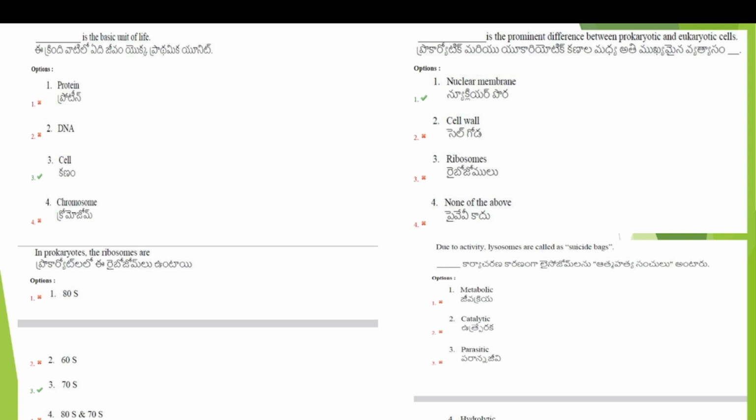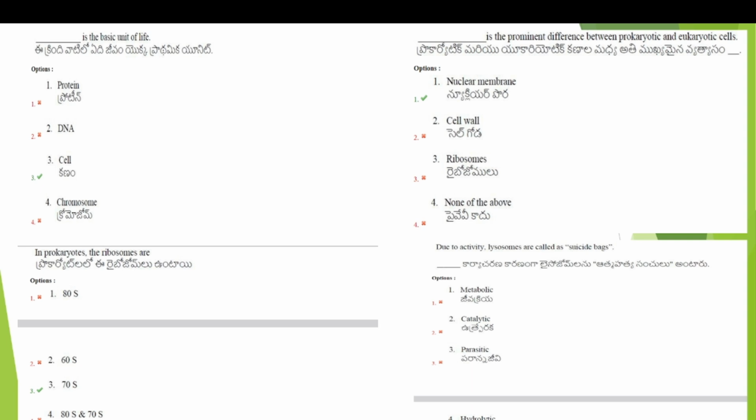And the second option is catalytic. Catalytic means enzymatic activity. Suicidal bags don't show enzymatic activity because they contain some phosphatases, but because of that phosphatase activity only, lysosomes are not considered as suicidal bags. And the third one is parasitic activity. Parasite means foreign material. Any foreign material that enters the body is called a parasite. But lysosomes are cell organelles only, so we should not call lysosomes parasites.